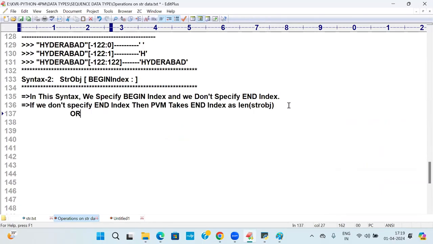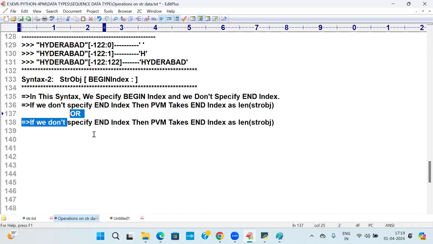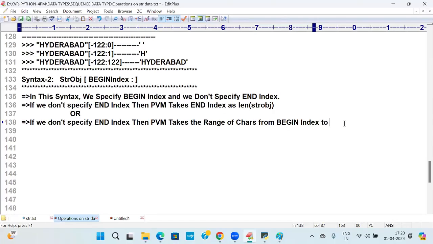Or if we don't understand, sir, why that syntax? If we don't specify the end index, PVM takes the range of chars from where? PVM takes the range of chars from the begin index to where? To the last character. It will take from the begin index to the last character.